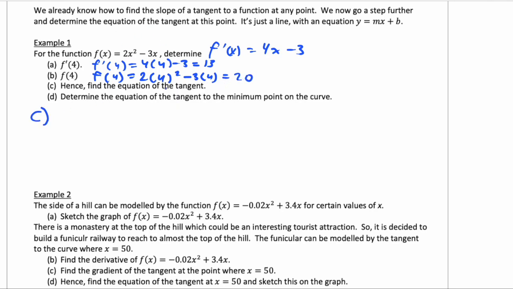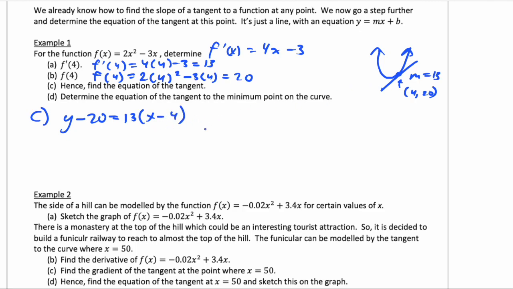Hence, find the equation of the tangent at, I guess they mean at the point x equals 4. So over here at x equals 4, we have a slope equals the derivative, so the slope is 13. But that point is (4, 20). That's what we just worked out here, right? We plug in 4, we get 20, so that point is (4, 20). So the equation is just y minus 20 equals slope times x minus the x value at that point.